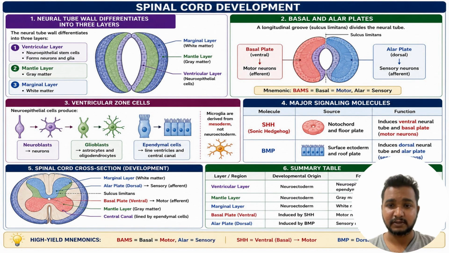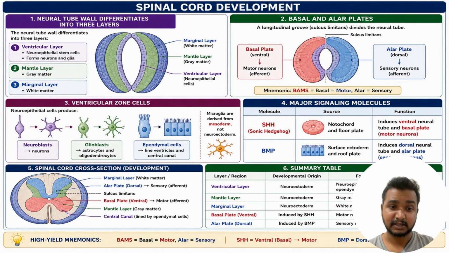Now let's bring everything together and understand how the spinal cord develops from the neural tube. By now, we know that the neural tube is the embryological precursor of the central nervous system. But how does this simple tube become the highly organized spinal cord? Let's find out. Initially, the wall of the neural tube is composed of rapidly dividing neuroepithelial cells. These cells multiply continuously and eventually organize into 3 distinct layers. Remember this important point. The wall of the neural tube differentiates into the ventricular layer, the mantle layer, and the marginal layer. Let's understand the function of each layer.